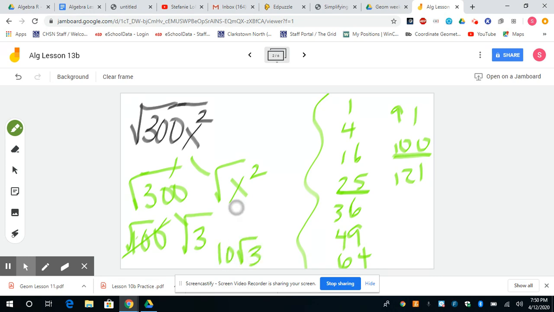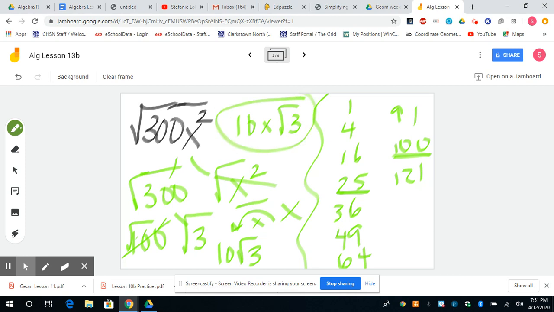Then think to yourself, is x squared a perfect square? Remember, anything that has an even exponent you can take the square root of. So if you divide 2 by 2, it's 1. So square root of x squared is just x. So then to combine these, remember this is still multiplication. So your final answer is going to be 10x radical 3.